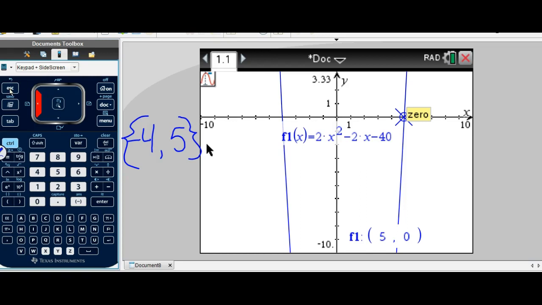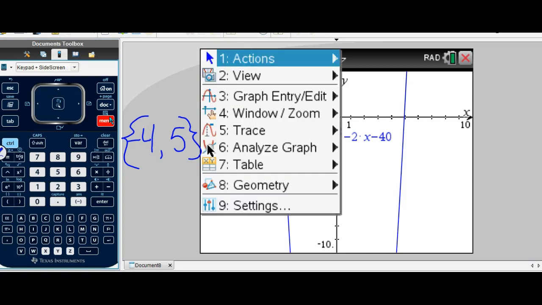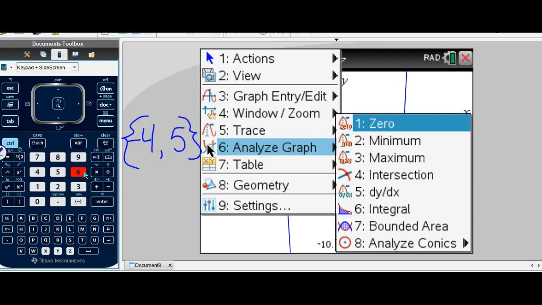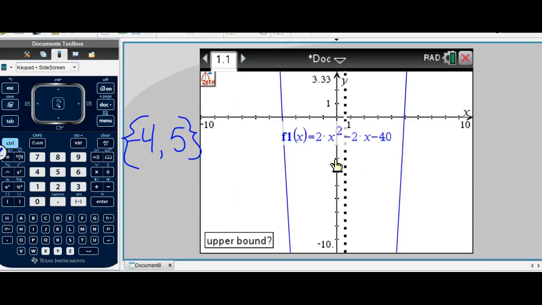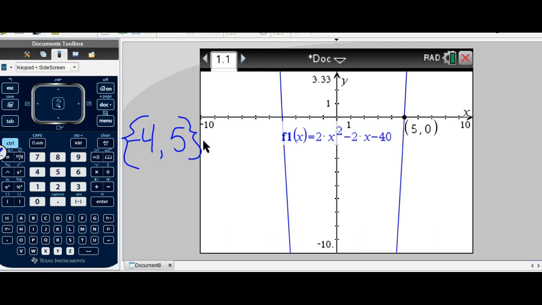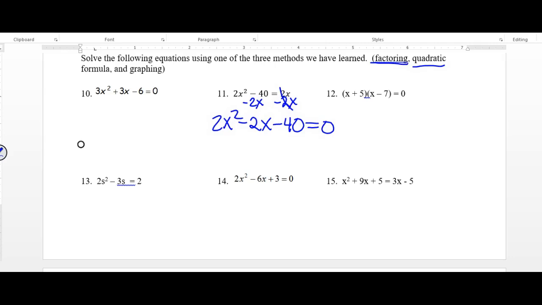If we want to do it the other method, analyze graph. Option 6, find the 0, that is 1. Click in the middle. Go to the left, we see that it's -4. Go to the right, we see that it's +5. Those are our two zeros. So the solution here, -4, comma, 5, or -4 and 5, in any order. Those are solutions using the graphing method.